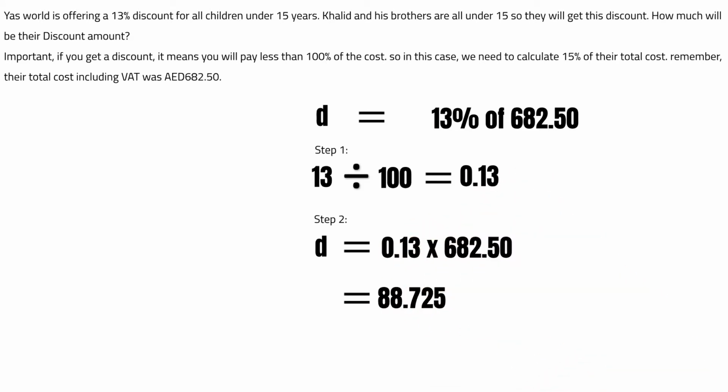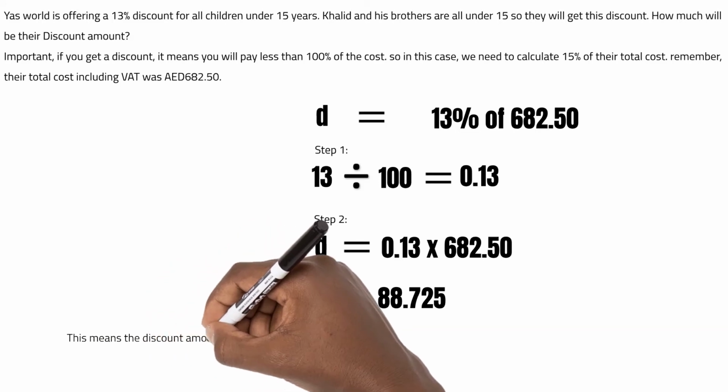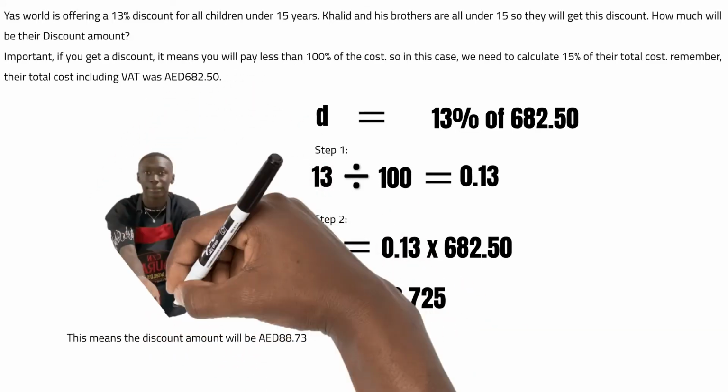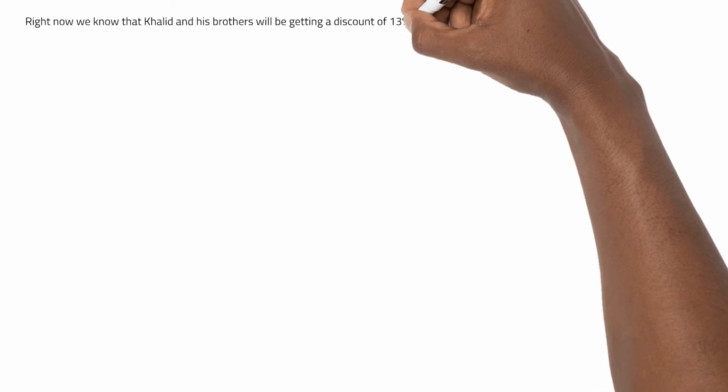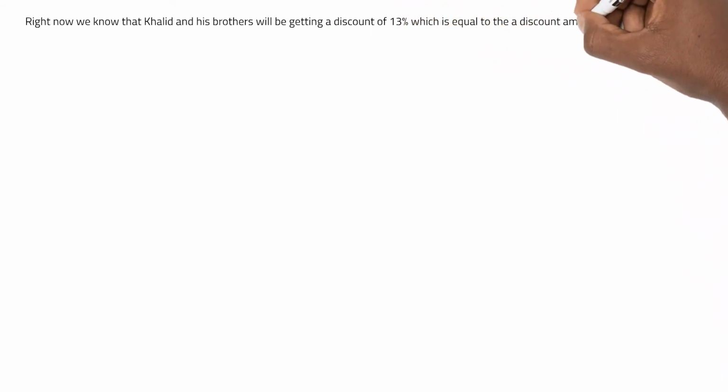Now remember, when dealing with money, you always have to round off to two decimal places. To do this, you look at the first two digits after the dot. In this case we look at 7 and 2. If the third digit is more than 4, we will add 1 to the second digit. Here, the third digit is 5, and 5 is bigger than 4, so we add 1 to 2. This means the discount amount will be 88 United Arab Emirates dirhams and 73 fils. Right now we know that Khalid and his brothers will be getting a discount of 13%, which is equal to the discount amount of 88 United Arab Emirates dirhams and 73 fils.